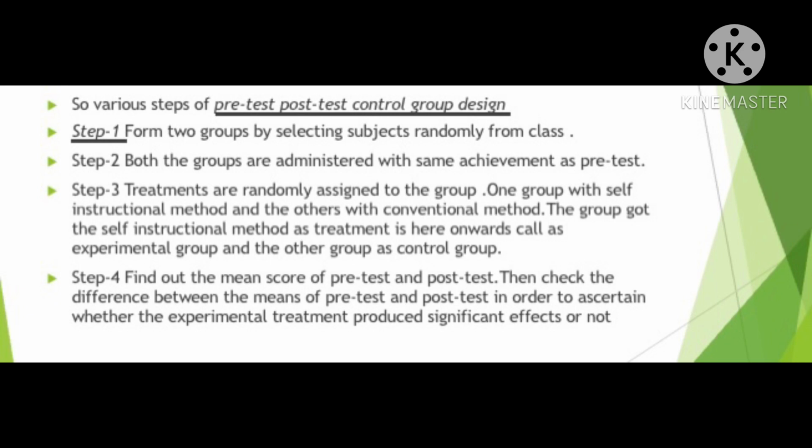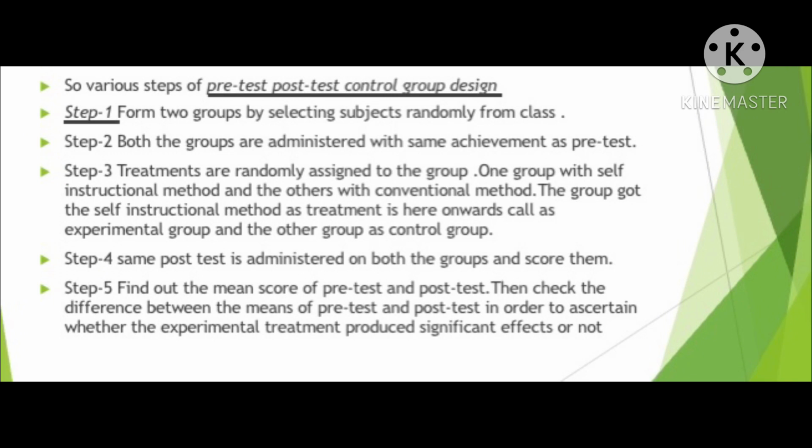Then the next step is treatments are randomly assigned to the groups. One group gets the self-instructional method. So the self-instructional method is the special treatment here, so from here onwards this group we call the experimental group. The other group gets the conventional method. That group is called the control group.